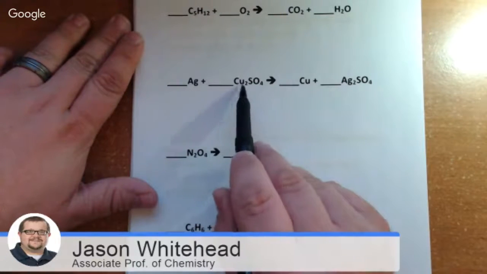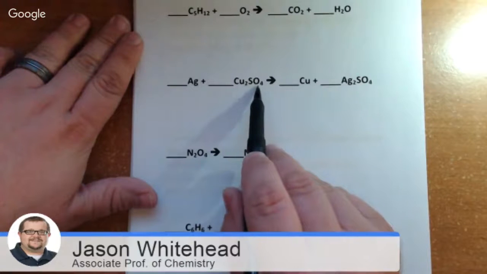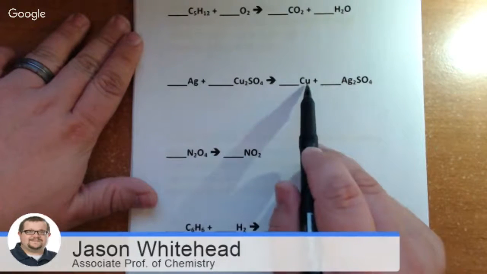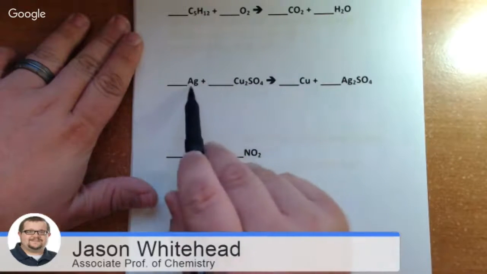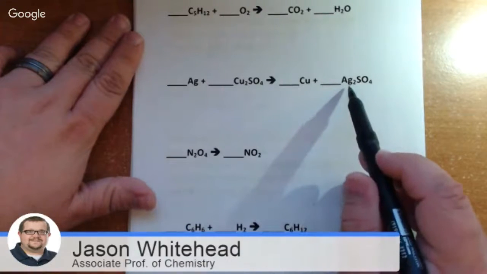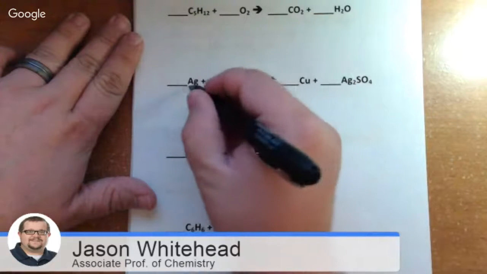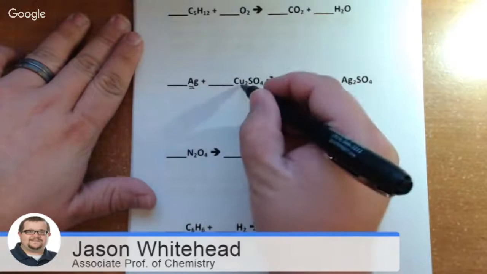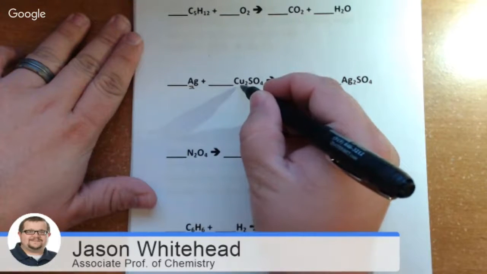When we start, the copper is with the sulfate. When we end, the copper's off by itself. When we start, the silver's by itself. But when we finish, the silver's paired up. So a single element comes in and replaces a copper. So this is a single replacement.